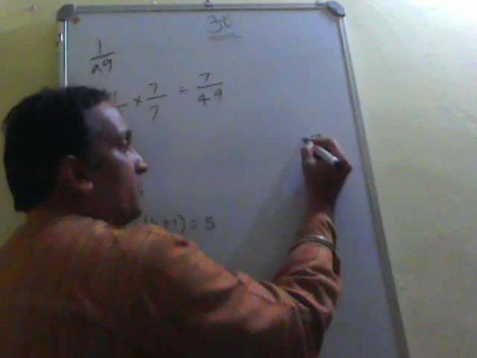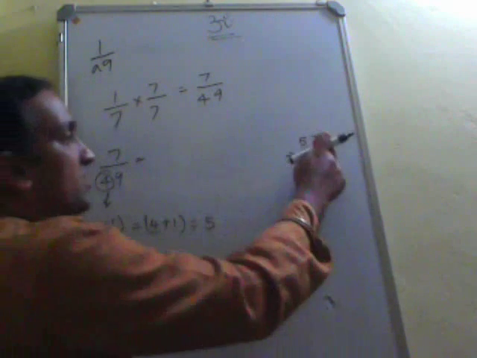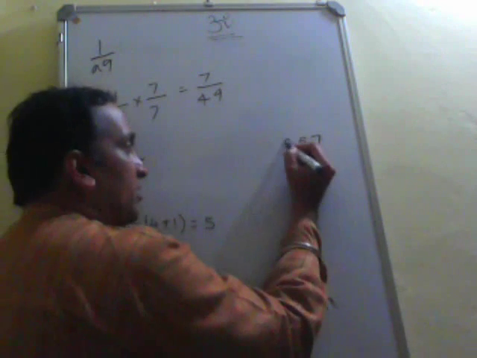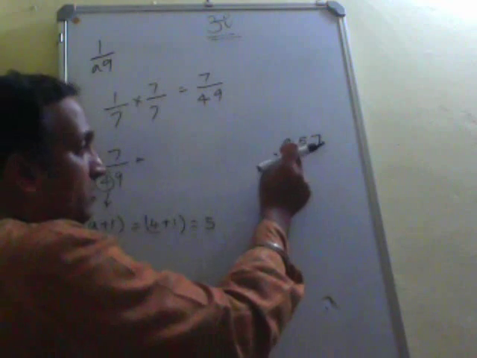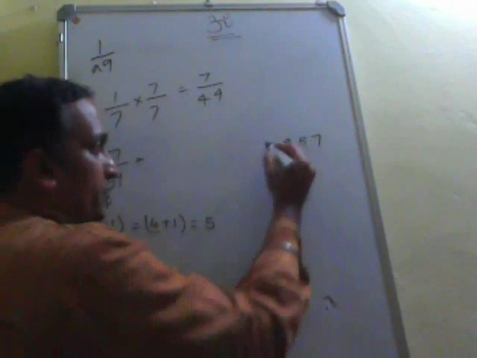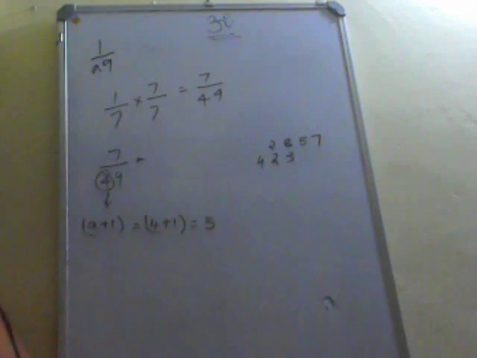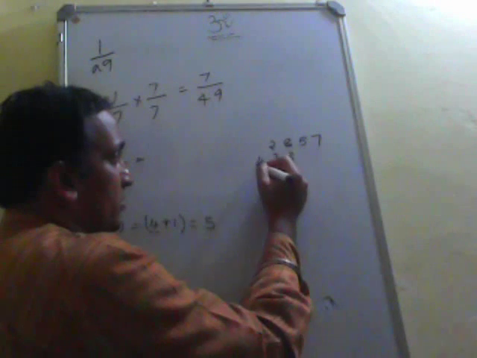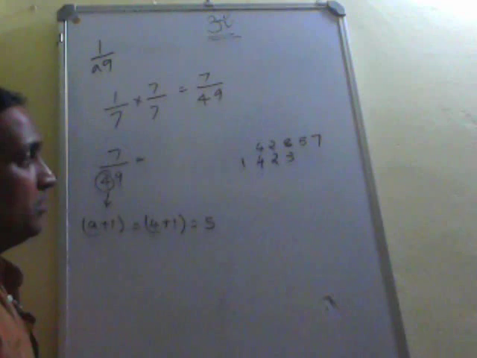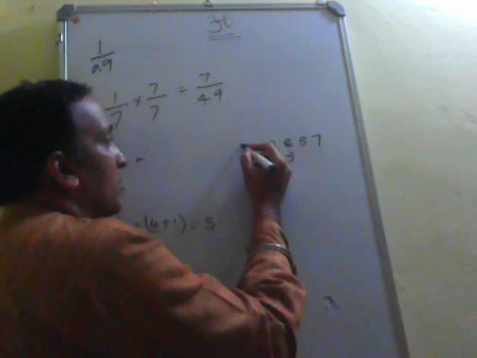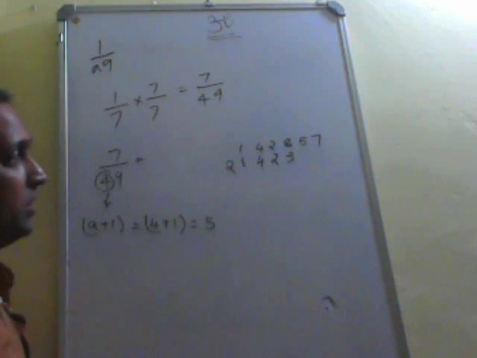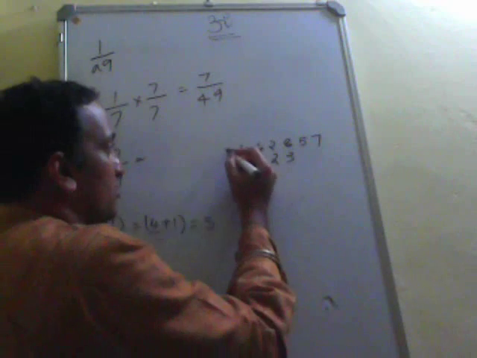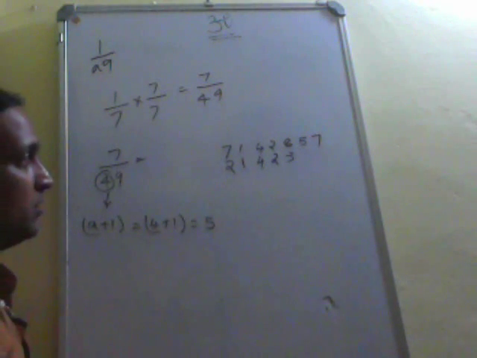7 5s are 35. 5, carry 3. Correct? Then again you multiply. 5 5s are 25, plus 3, 28. 8, carry 2. 5 8s are 40, plus 2, 42. 2, carry 4. 5 2s are 10, plus 4, 14. 4, carry 1. 5 4s are 20, plus 1, 21. 1, carry 2. Then 5 1s are 5, plus 2, 7. 7, carry 0.